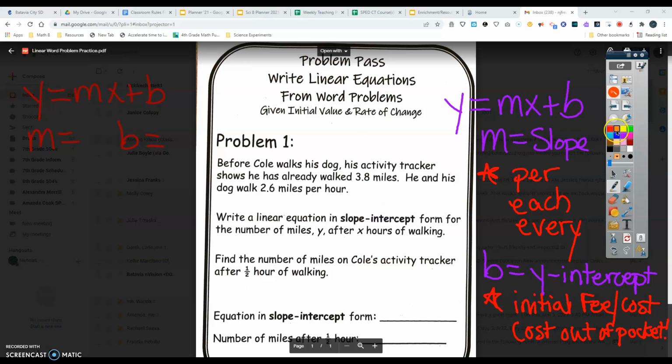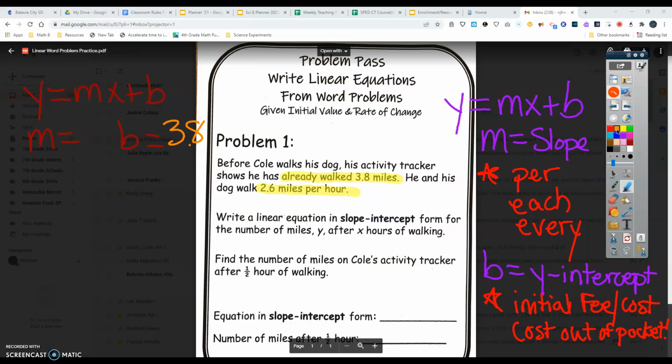Well, it's very simple. If I read this over again, the activity tracker shows that I have already walked 3.8 miles. So 3.8 miles would be your starting point. He's already walked that. That's our b value, 3.8. What's our slope? Well, our slope is this, in green. Remember, you look for those words: per, each, every. 2.6 miles per hour. That is our slope.